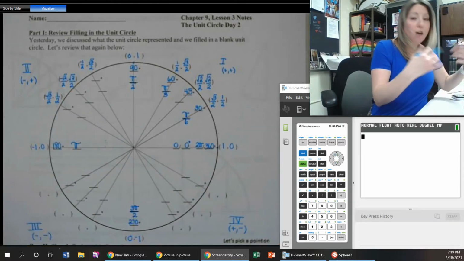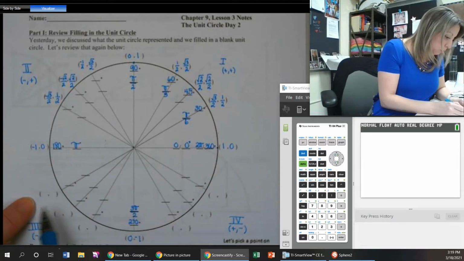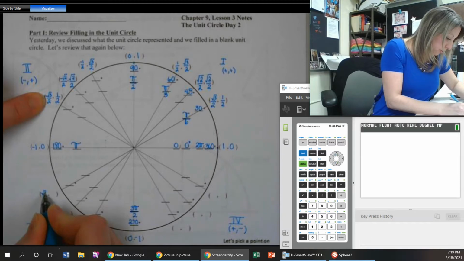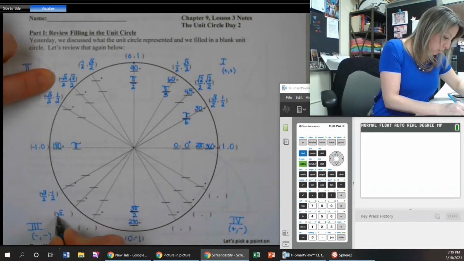Down here, everyone is negative. Both x and y are negative coordinates. So this would be your 30-degree reference angle is negative radical 3 over 2, negative 1/2. Your 45-degree reference angle, both negative radical 2 over 2's.